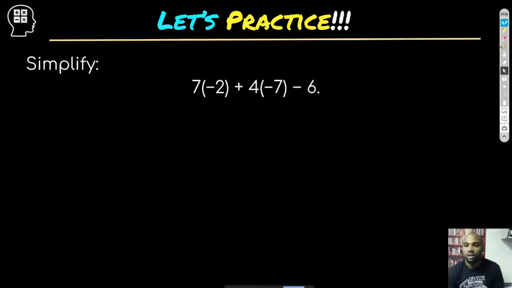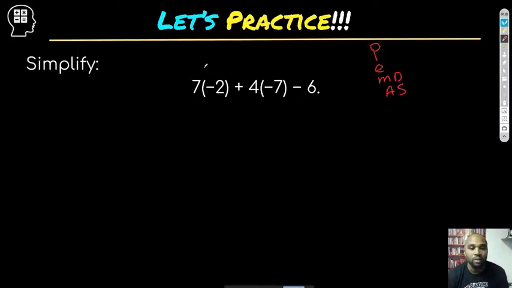And looks like our last one. Let's work through this one. Wow, there's a lot going on here. So when you have multiple operations, please remember PEMDAS. You can't just jump in there and start doing the ones that feel good to you. You need to use the correct order of operations.